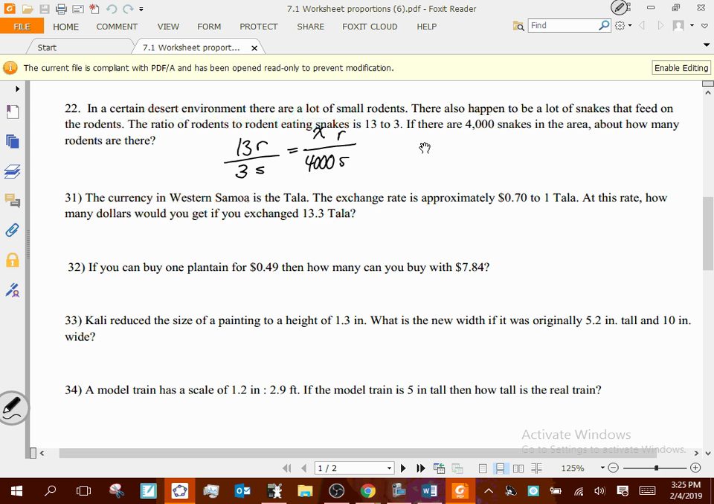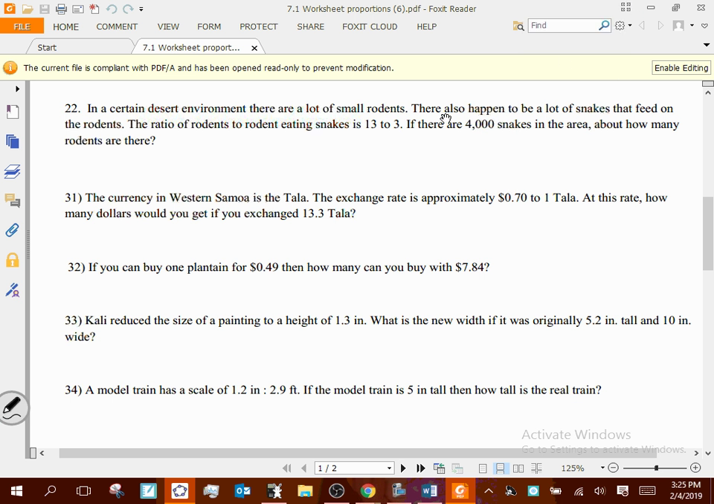So then we have 3x equals 13 times 4,000. X is going to be 13 times 4,000 divided by 3. There's not a common factor here, so x is 17333.3 repeating. And that would be how many rodents I have, and you just round that. So around 17,334, that's fine.